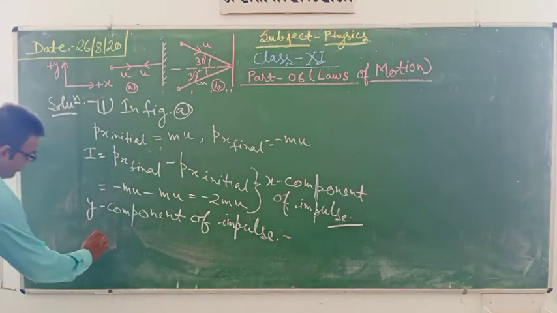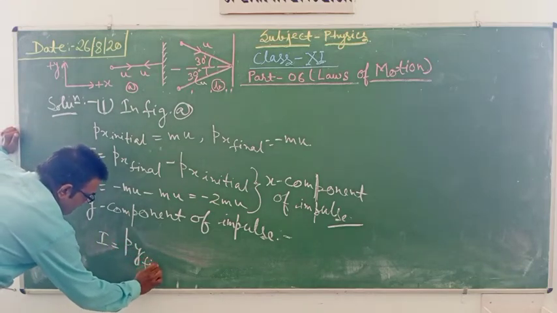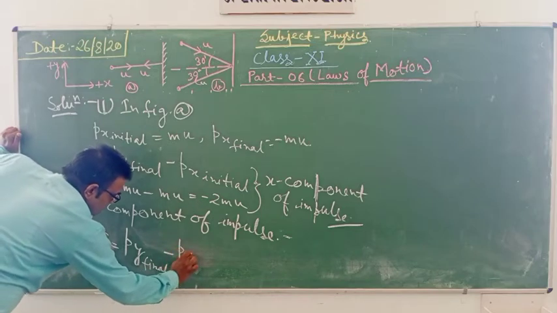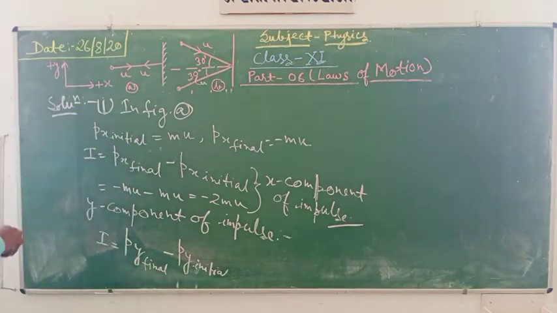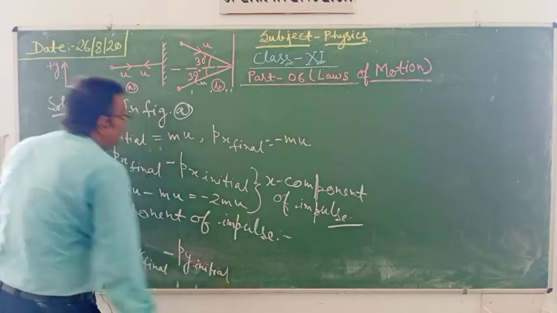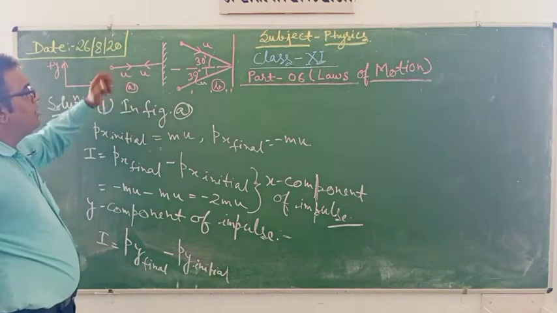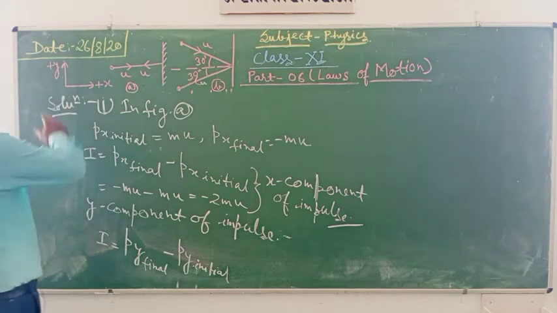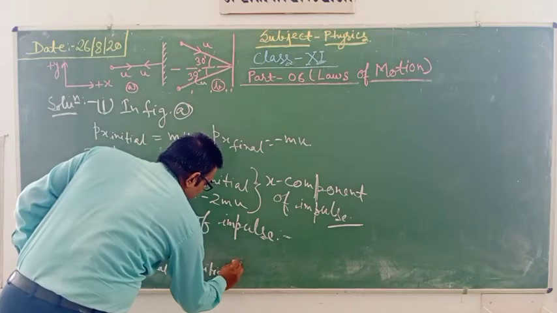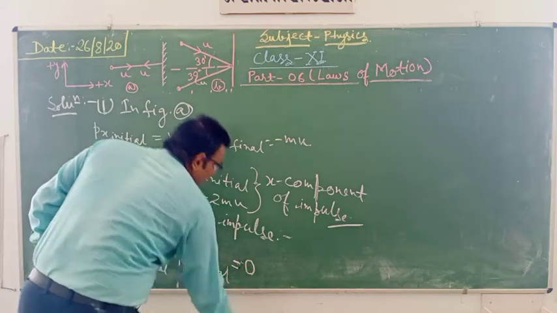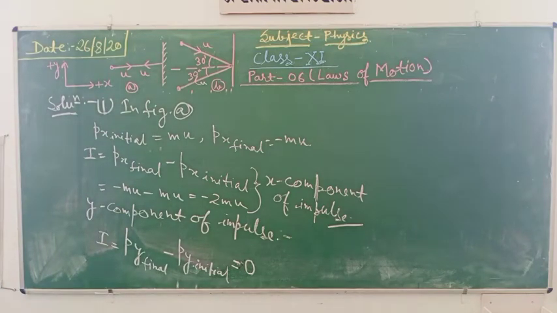So the y component of impulse I is equal to Py final minus Py initial. And dear students, here you are seeing that in the first case the object is not doing any motion in the y direction, it is moving only in the x direction. So the change in momentum in the y direction is equal to 0. There is no change in momentum in the y direction.